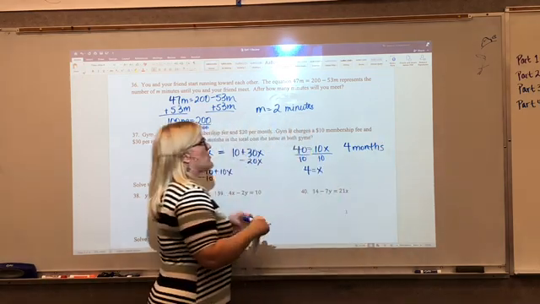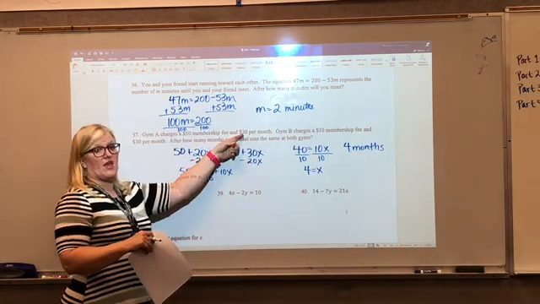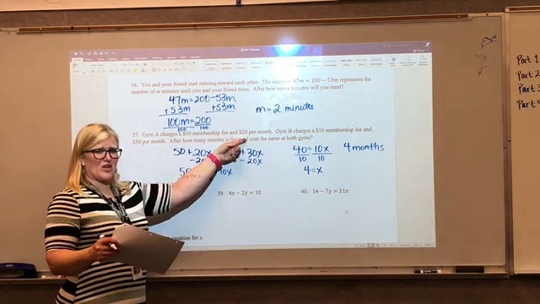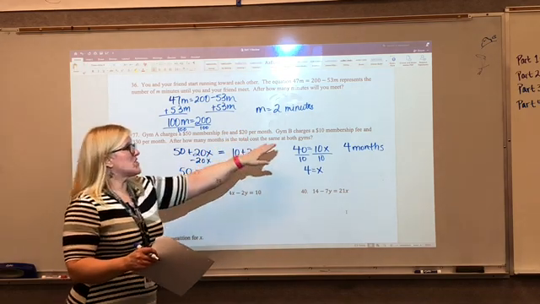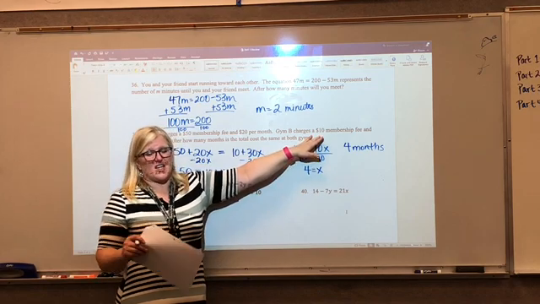And then after 4 months, you go with the one that's less per month. But if you're not going to go for very long, if you're only going to go for a couple months, then go for the one that only charges a $10 membership fee. Because it's just not going to be worth it to you.